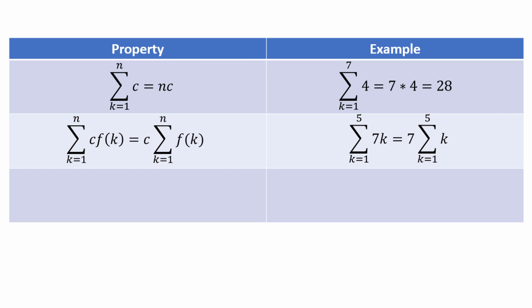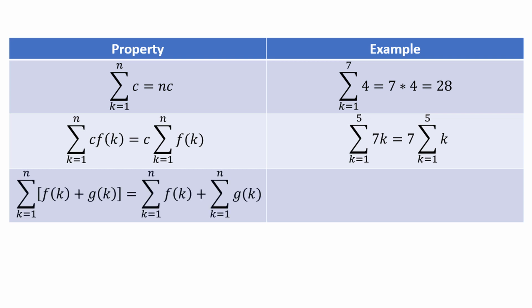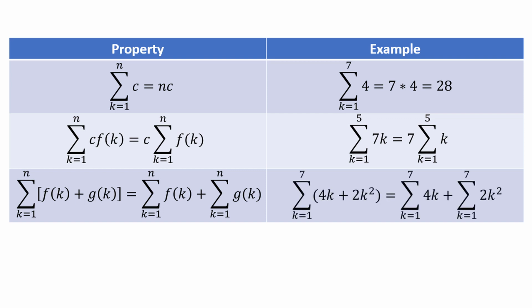The last rule is that the sum from k equals 1 to n of f of k plus g of k is equal to the sum from k equals 1 to n of f of k plus the sum from k equals 1 to n of g of k, which just means that if we have two things added inside a sum, we can split them into two separate sums. For example, the sum from k equals 1 to 7 of 4k plus 2k squared is equal to the sum from k equals 1 to 7 of 4k plus the sum from k equals 1 to 7 of 2k squared.